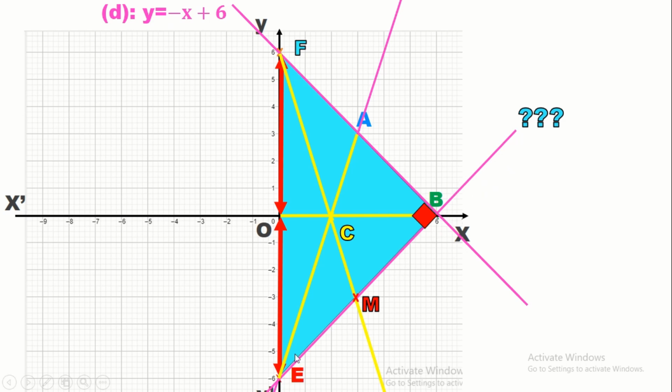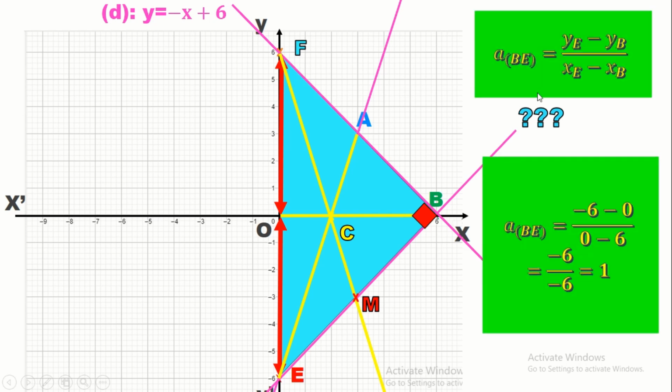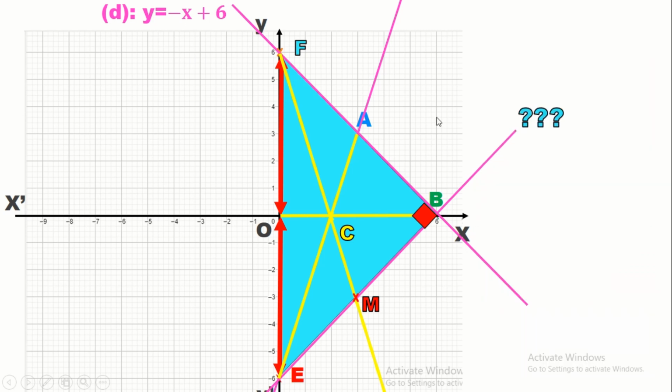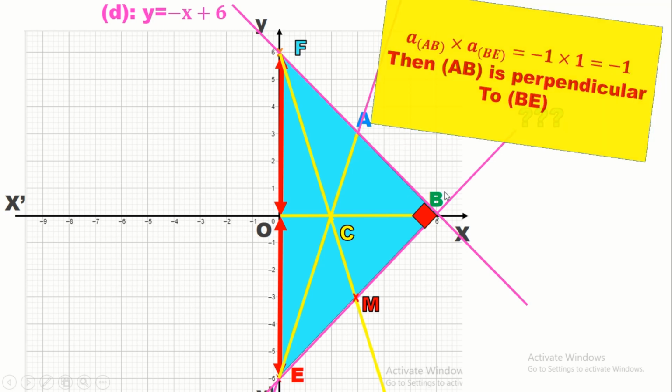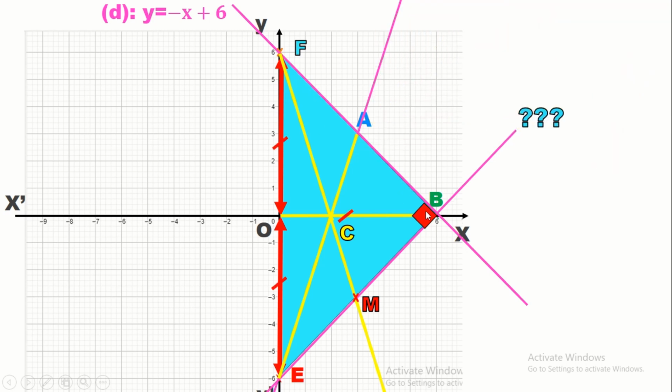Now what's the slope of the straight line BE? Isn't it YE minus YB over XE minus XB? Now we just replace them by their values. As you see, we get -6 over -6, which is 1. Now multiply the slopes. 1 times -1. Isn't it equal to -1? So we can say that the two lines AB and BE are perpendicular to each other. Here we have proved them perpendicular.